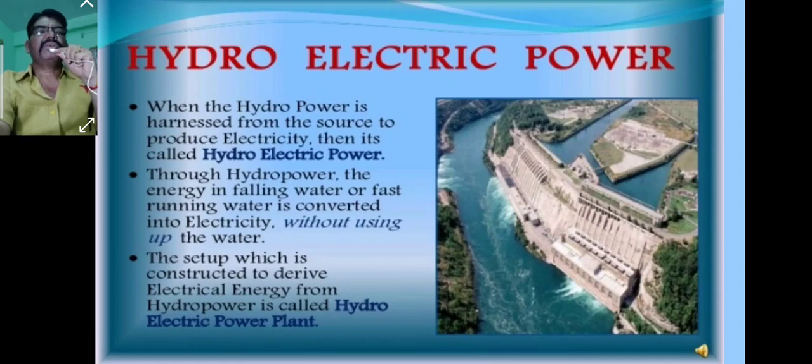Hydroelectric power, you can see the diagram. When hydropower is harnessed from the source to produce electricity, it is called hydroelectric power. Through hydropower, the energy in falling water or fast running water is converted into electricity. The setup which is constructed to derive electrical energy from the hydropower is called a hydroelectric power plant.